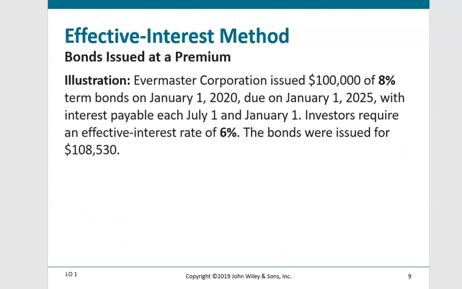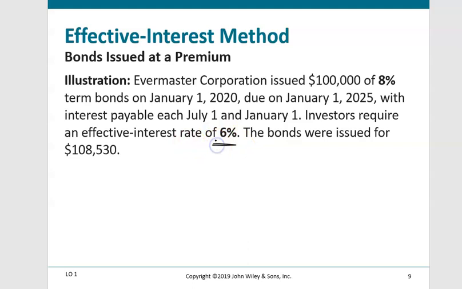Let's now look at an example of a bond being issued at a premium and how we're going to use the effective interest rate method of amortization on a bond that was issued at a premium. Evermaster Corporation issued 100,000 of 8% bonds January 1st, 2020, due on January 1st, 2025. So far, same information as the last example. However, investors require an effective interest rate, or we can say the market rate, of 6%.